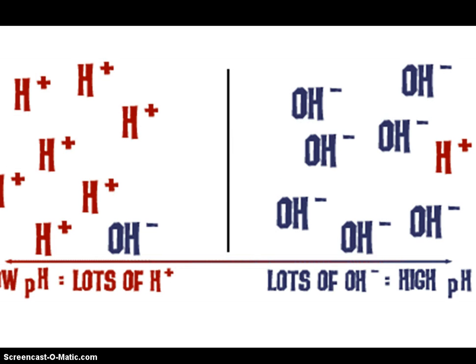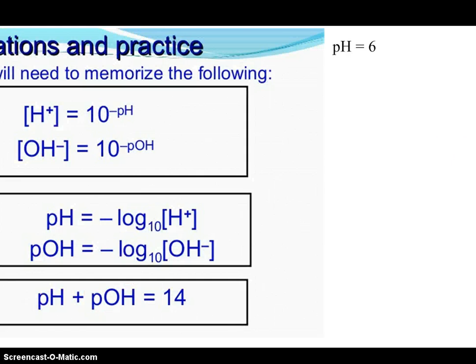So here's just a diagram that shows a low pH. Here's something that would be very acidic down here, so we have lots of hydrogen ions. Over on the right, we're going to have something that would be very basic, with lots of hydroxide ions. So the difference between them, just visually looking at the hydrogen and hydroxide ion concentrations for those.